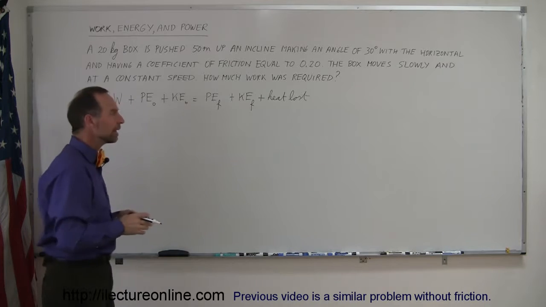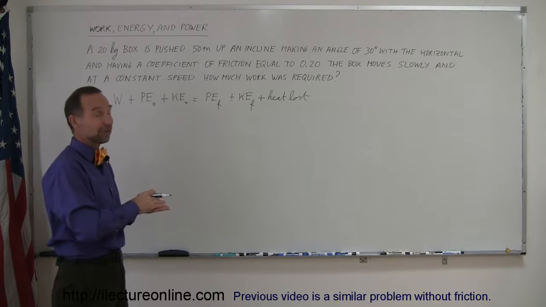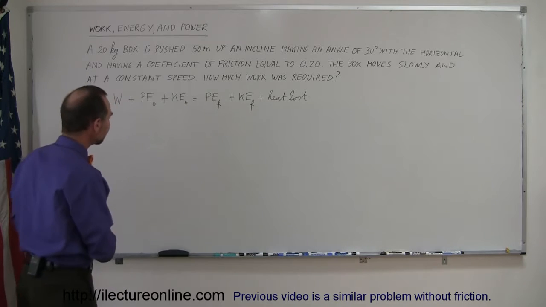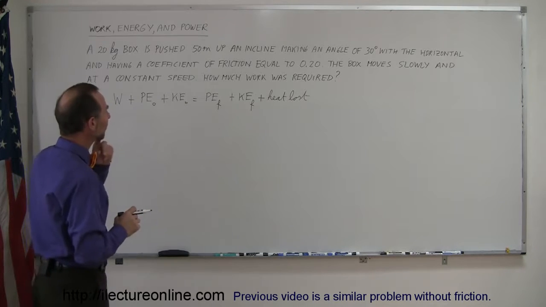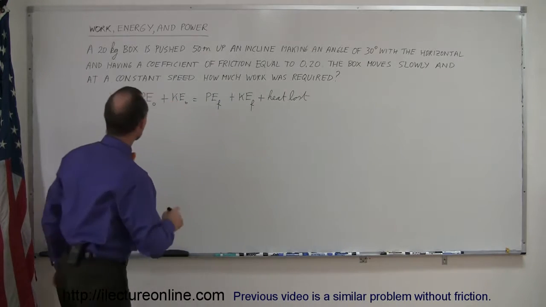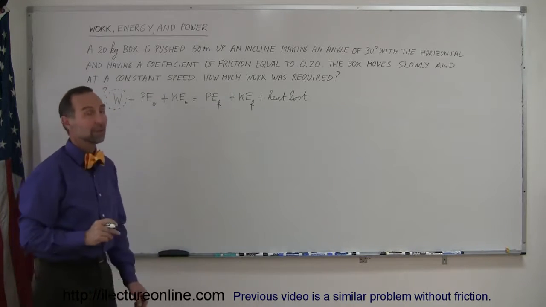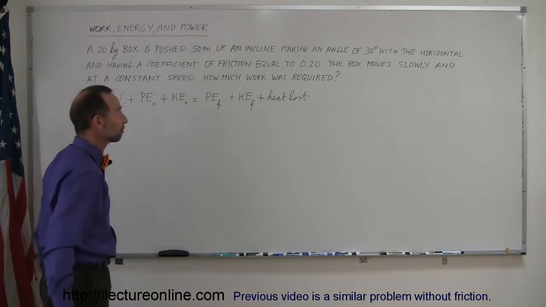And usually heat loss is also expressed in terms of force times distance. In this case, the force may be the friction force times distance. All right, and since they want us to figure out how much work was required, I believe we're looking for this portion of the equation. What is the amount of work done in this equation? Which means we have to account for everything else.